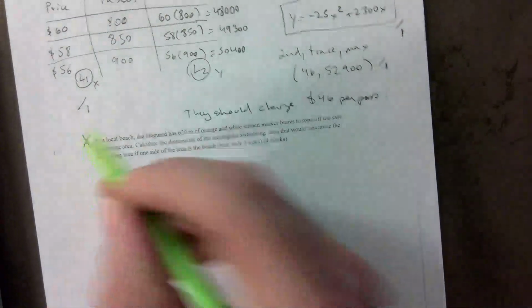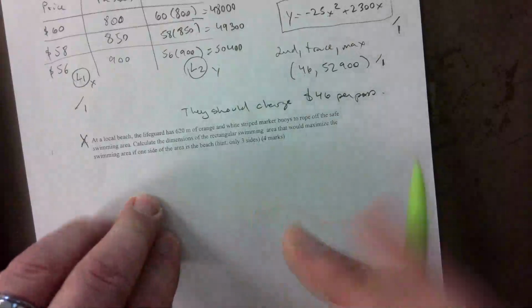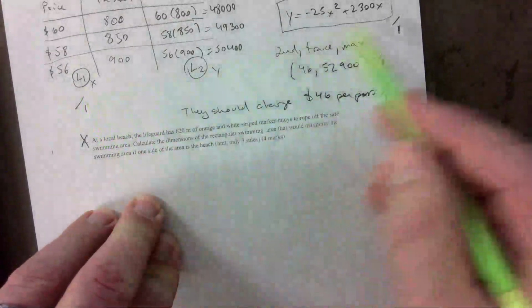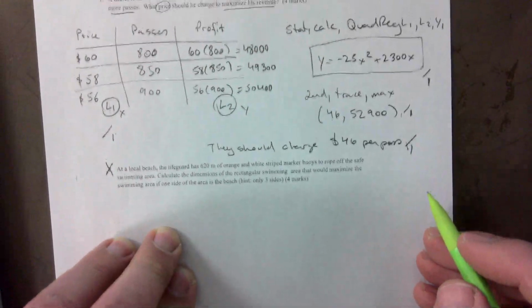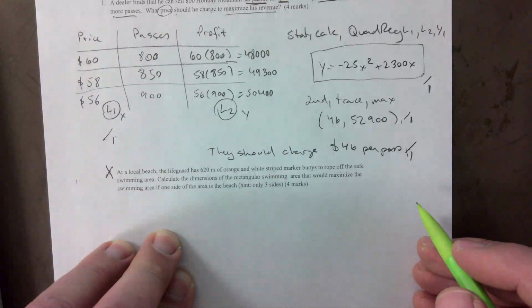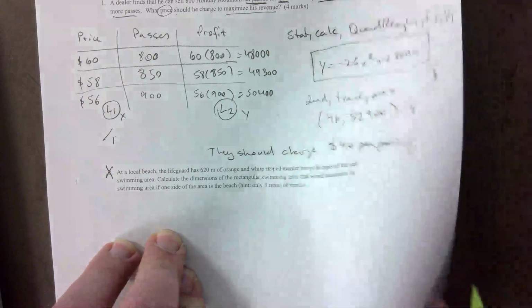Okay, we skip this. So four marks for this question, right? 1, 1, 1, 1. So this page is worth 4. Sorry, I'm way off here. This page is worth 4 marks. Let's go to the back side.